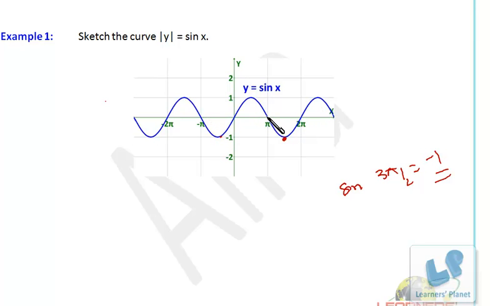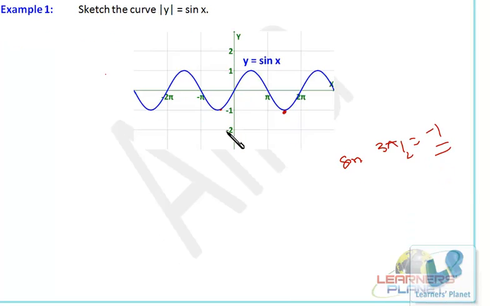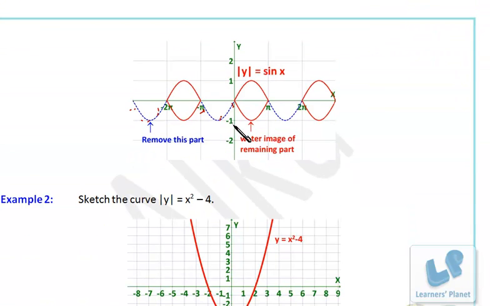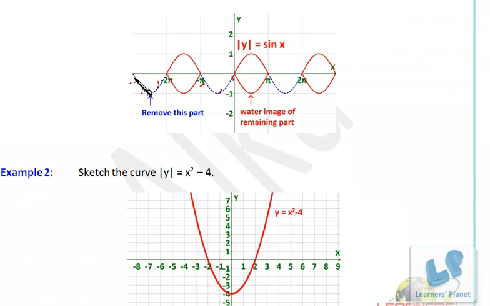Now we have to convert it to the modulus of y is equal to sine x. So what is the first step we have to follow? Just see carefully. Here, this blue part we have to remove, right? This is the graph of sine x, and from this we need to remove this blue part. So precisely which part are we removing? The part that is below the x-axis, right? So that we are removing.